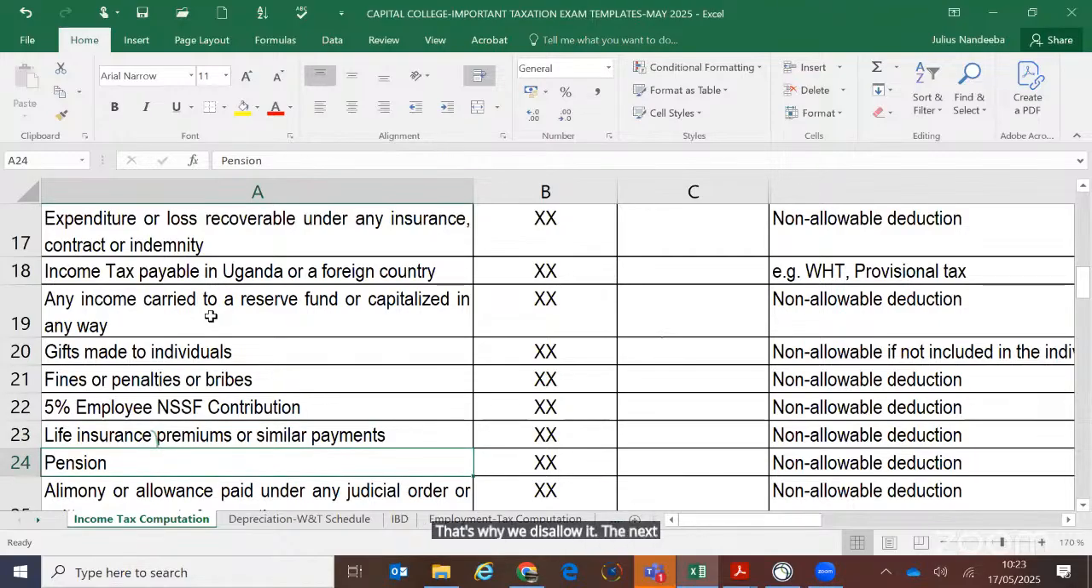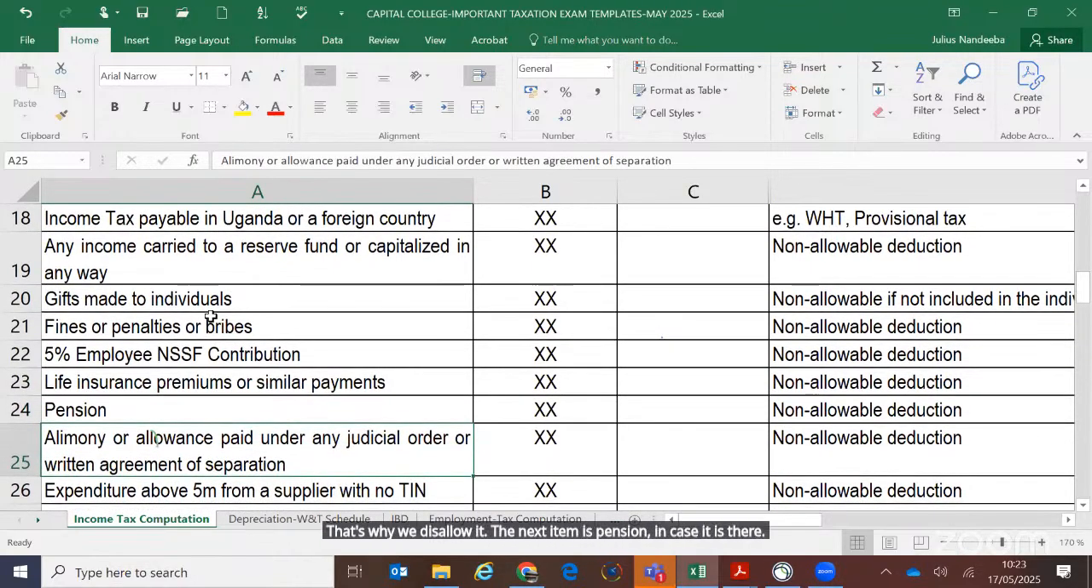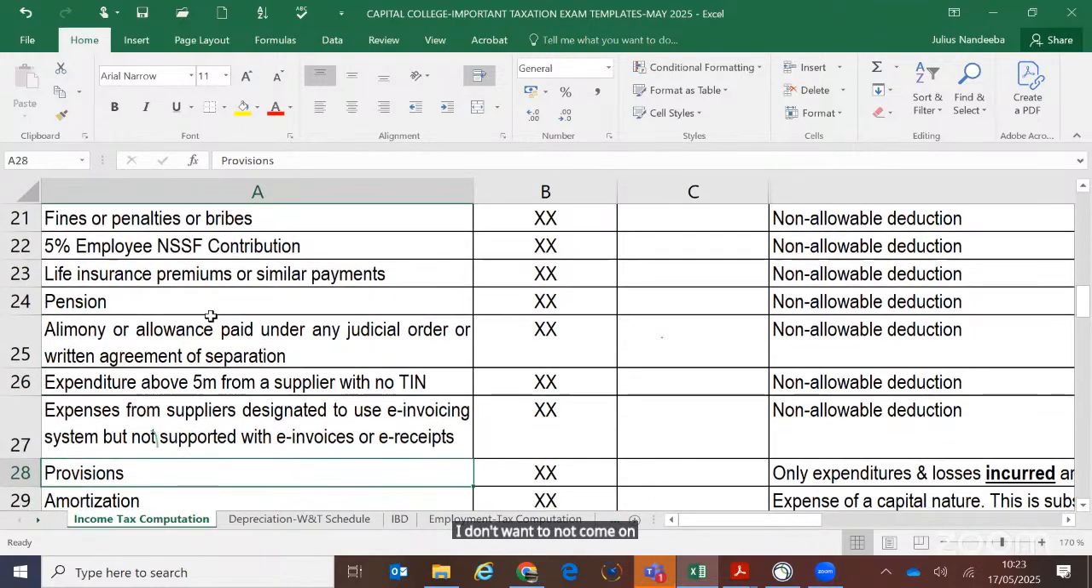The next item is pension, in case it is there. Alimony is not common. These two are common. Very, very common.